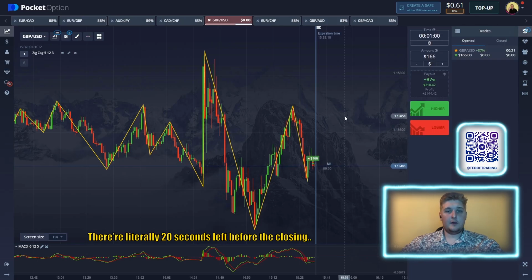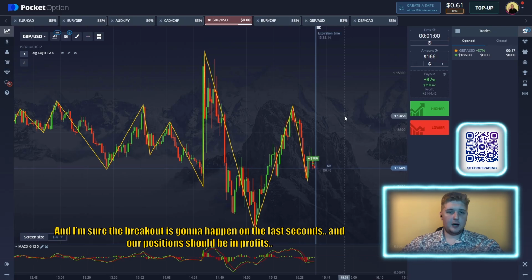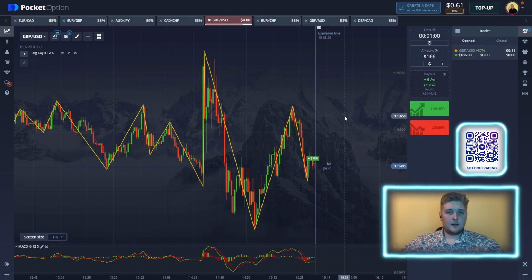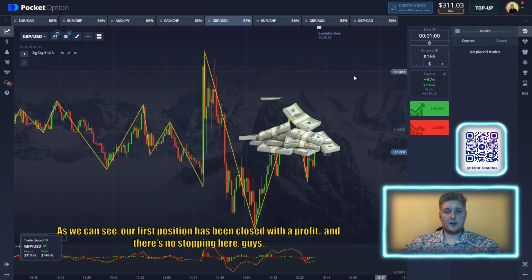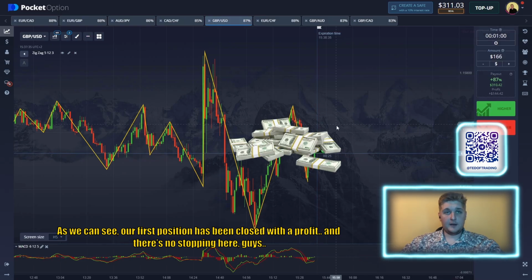There are literally 20 seconds left before the closing, and I'm sure the breakout is gonna happen in the last seconds and our position should be in profits. As we can see, our first position has been closed with a profit, and there is no stopping here, guys.